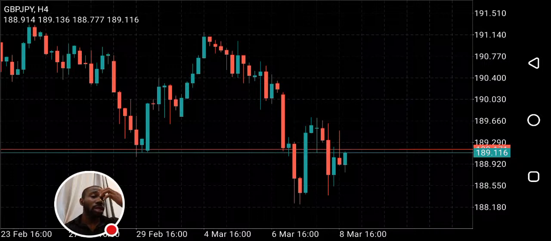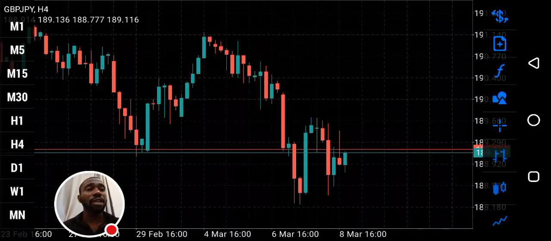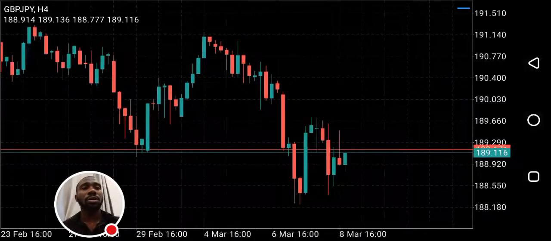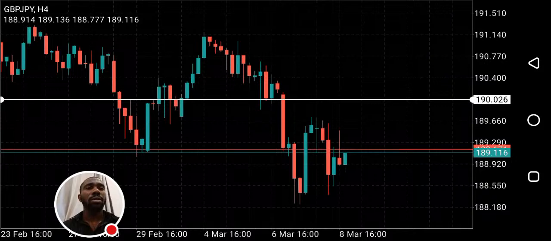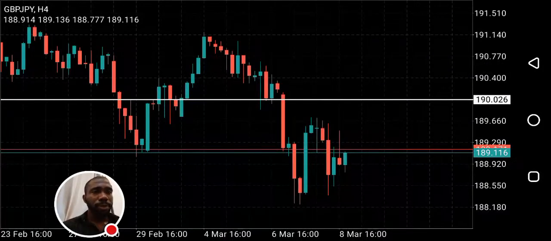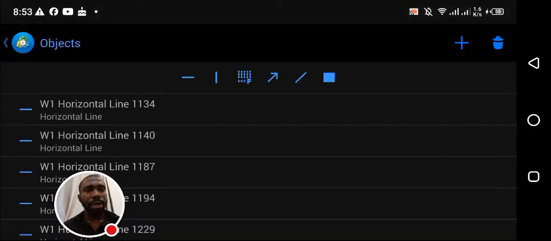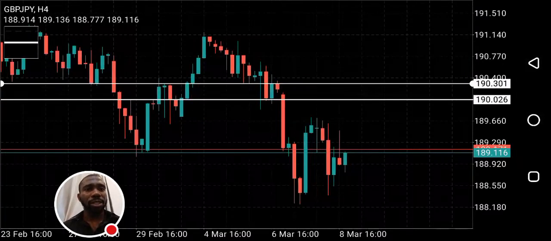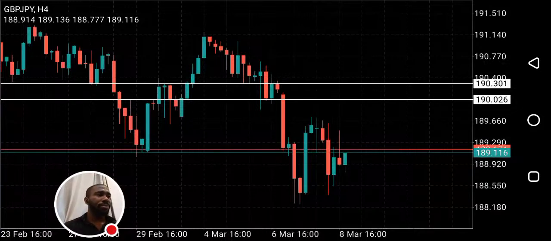to a support turned resistance, probably this level, before we consider selling GJ. We want to see price pull back to that level before we consider selling GJ. We cannot sell GJ at the current market price. I hope that is clear.